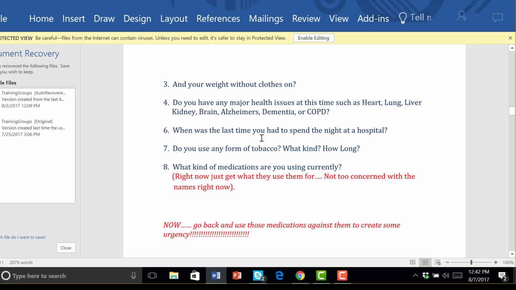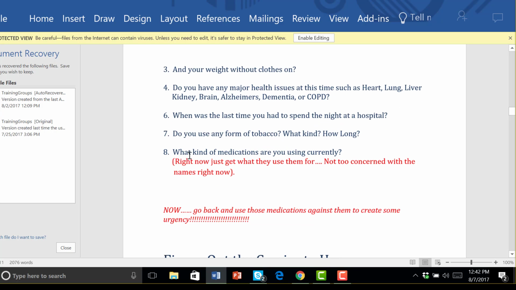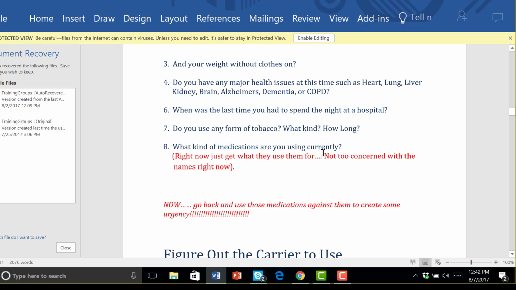Next question. When was the last time you had to spend the night at the hospital? Now, if they say, oh gosh, it was like 10 or 15 years ago, oh, that's fine. We're only really looking for the last year. So you might even want to change that. Have you had to spend the night at the hospital in the last year? That's what I would say. Nope, I haven't been in the hospital for like the last 10 years. Good, no problem. Now, do you use any form of tobacco? If so, what kind and how long? Okay? Write that down.